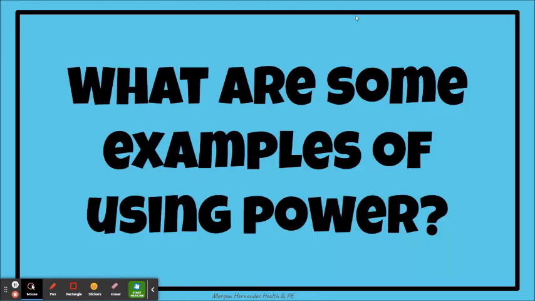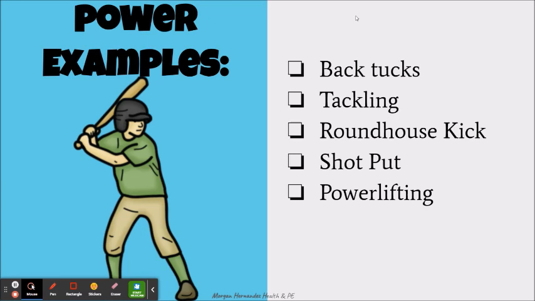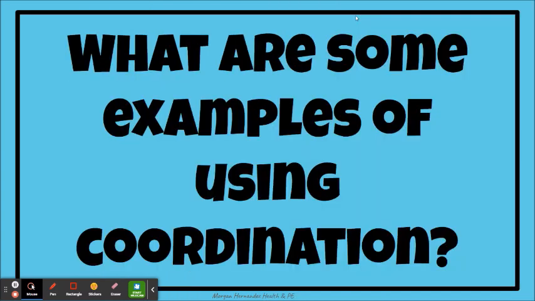What are some examples of using power? It could be back tucks, tackling, roundhouse kicks, shot put, and powerlifting. Tackling happens in football, roundhouse kicks in martial arts, shot put in track and field, and powerlifting and weightlifting. You're also going to learn more examples of power in different sports in upcoming lessons.